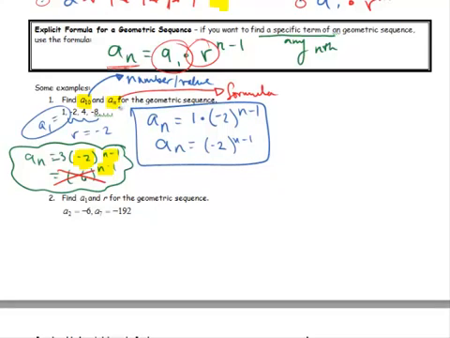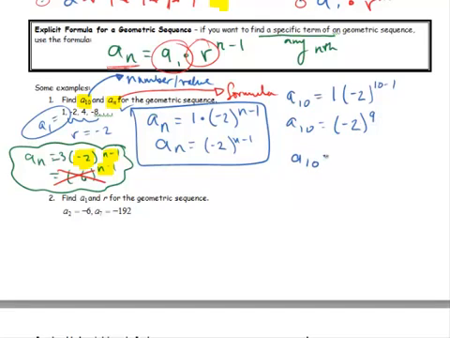All right, so that was our first thing, a sub n. Let's go ahead and find a sub 10. So a sub 10 means that we're going to do 1 times (-2) to the 10 minus 1. So a sub 10 equals 1 times anything is just anything. So negative 2 to the 9th.